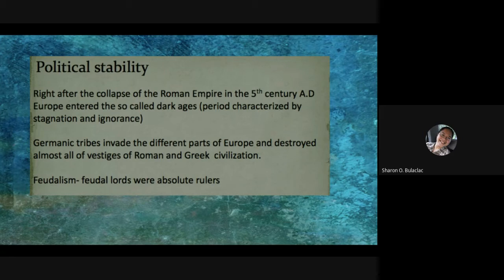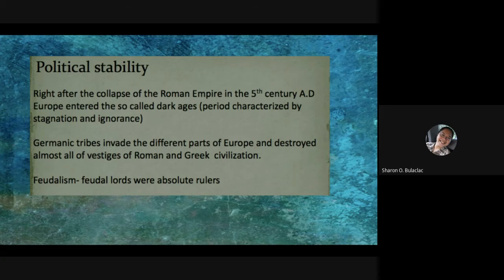But from the period, some parts of Europe, they said they experienced dark ages. And during this time, Germanic tribes invaded different parts of Europe and destroyed almost all the vestiges of the Roman and Greek civilization. And during this time, since medyo hindi stable yung politics nila, meron lang tinatawag na feudalism, kung saan yung mga feudal lords were absolute rulers. So bakit ito yung part na tinatawag natin hindi stable yung politics nila? Kasi yung mga feudal lords, pag may mga kaaway sila, it was easy for them to drag their subjects to fight their wars. Kaya hindi siya ganun ka okay if you talk about peace and order.